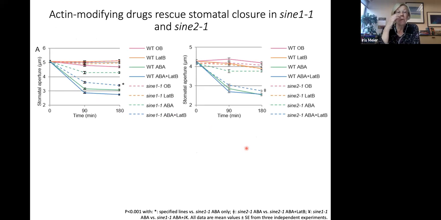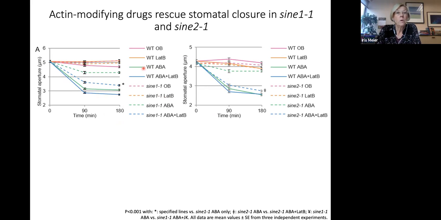So first, we were interested in seeing whether our mutants and actin depolymerizing and actin stabilizing drugs would interfere. And it was known in wild type that there is some activity of these drugs, and specifically of an actin stabilizing drug. I'll tell you that in a second. So first we used the actin depolymerizing drug, latrunculin B. That has little effect on wild type. Possibly it enhances closure a little bit. That's those two lines to compare.